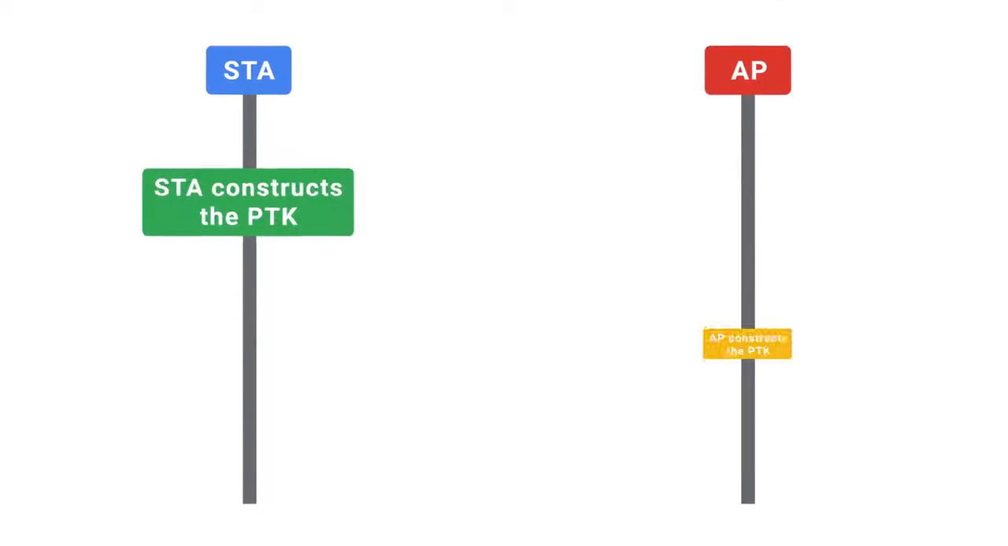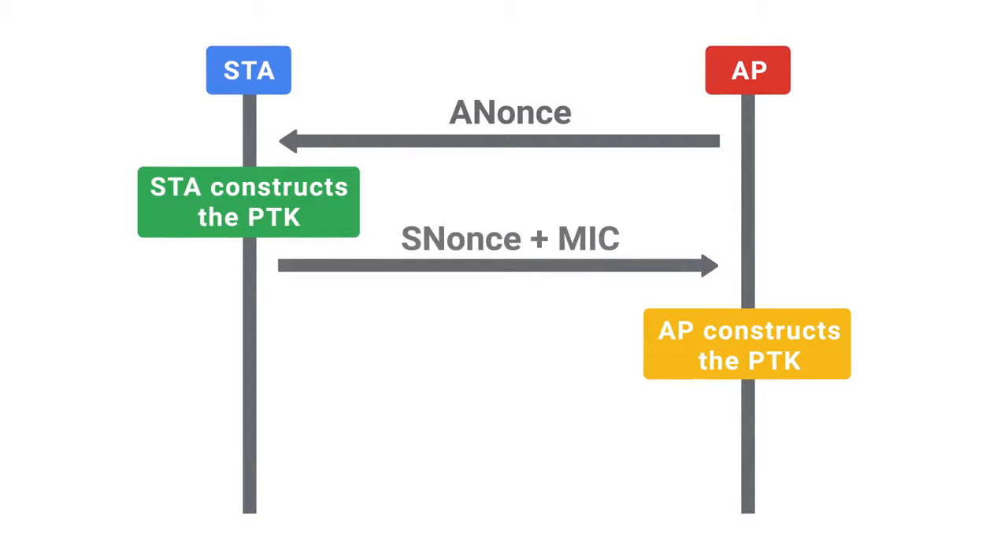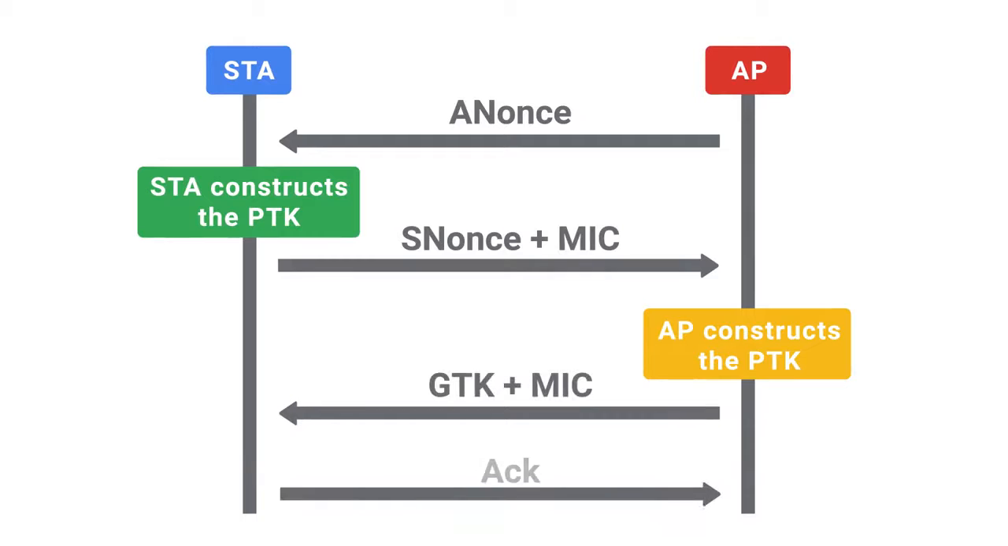That's a lot to take in, so let's recap. The 4 messages exchanged, in order, are: the AP sends a nonce to the client, the client then sends its nonce to the AP, the AP sends the GTK, and the client replies with an ACK, confirming successful negotiation.